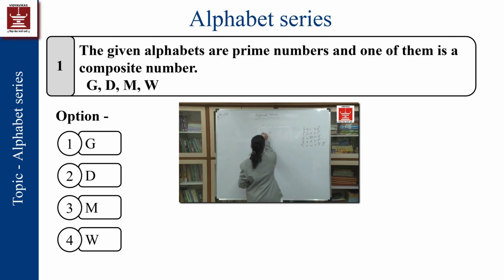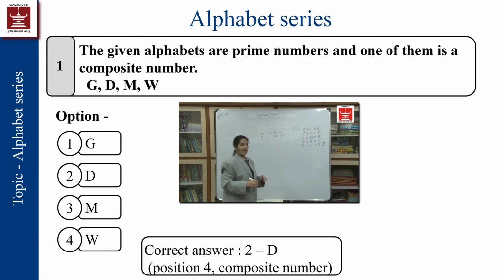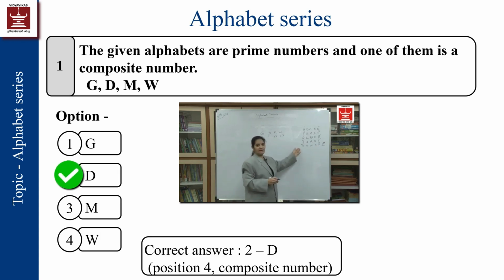G, D, M and W. Now if I write the positions of these, G is 7, D is 4, M is 13 and W is 23. Now when I write them, you will see that D is composite. 7, 13 and 23 are prime numbers. Do I have so much time that I'm going to write them? I already have this in front of me.